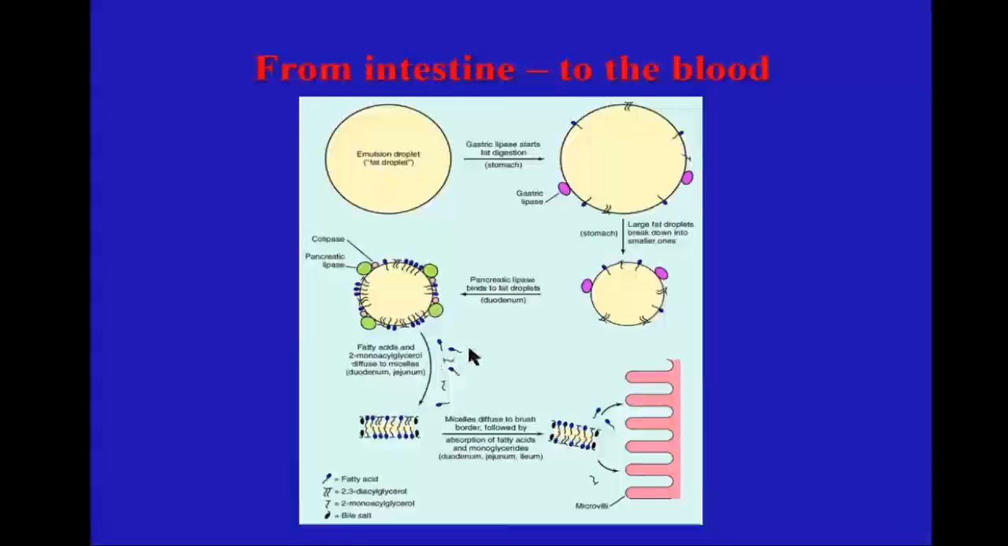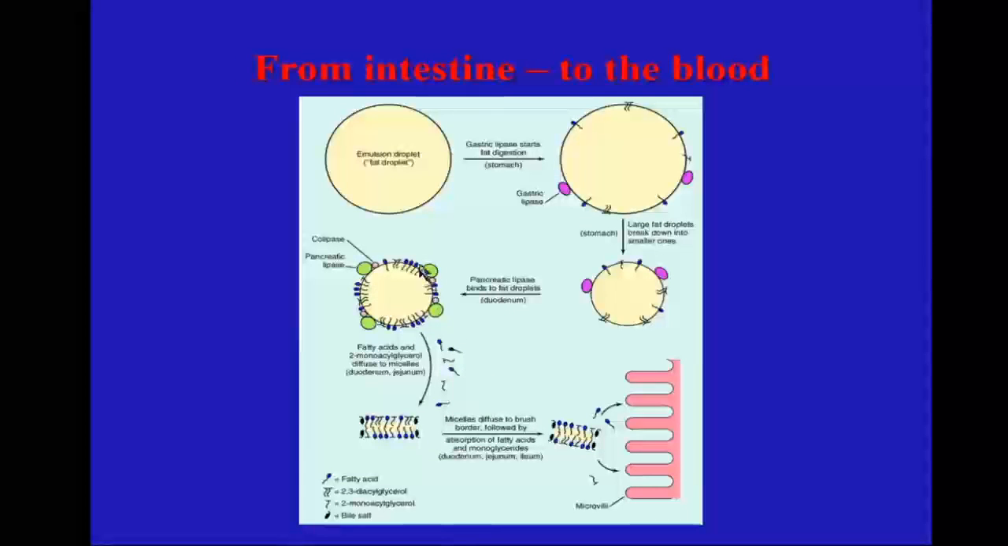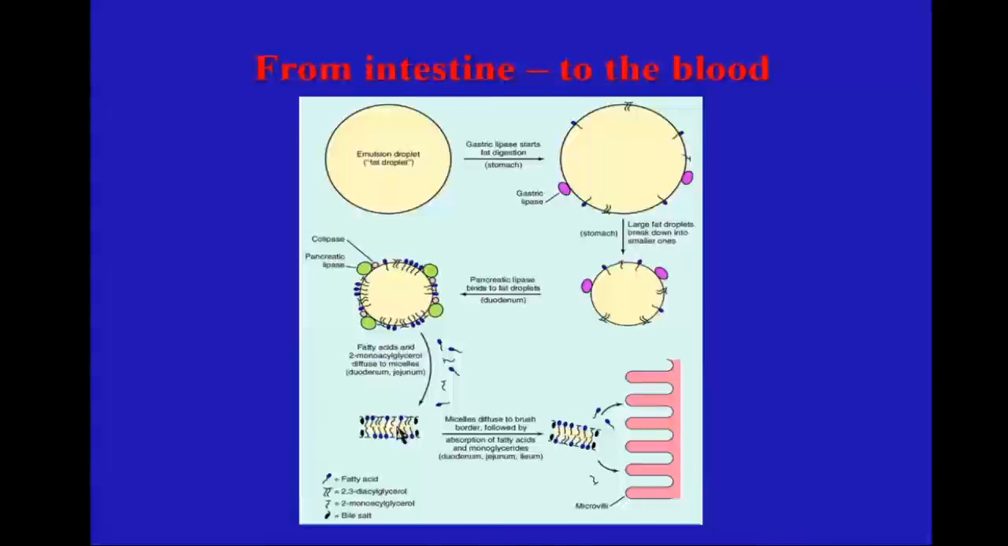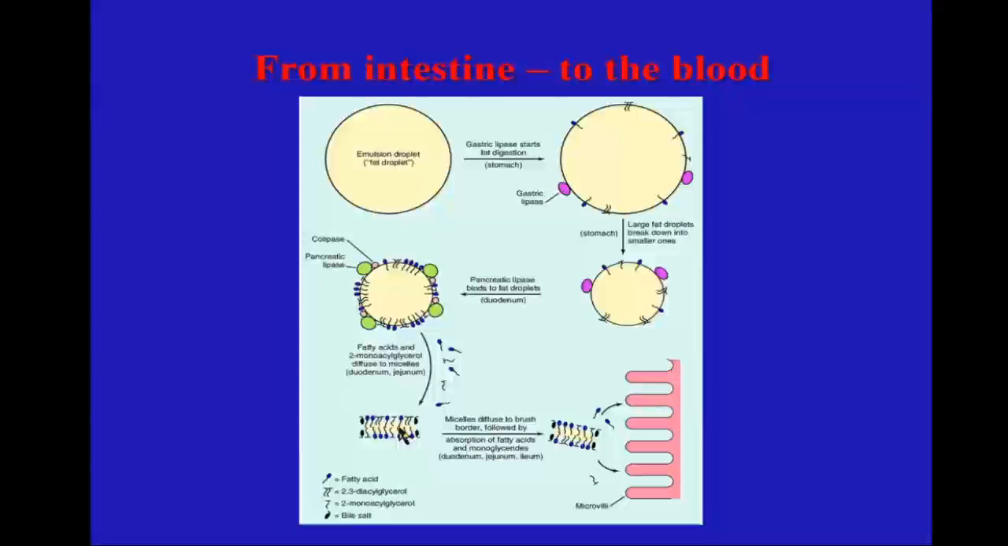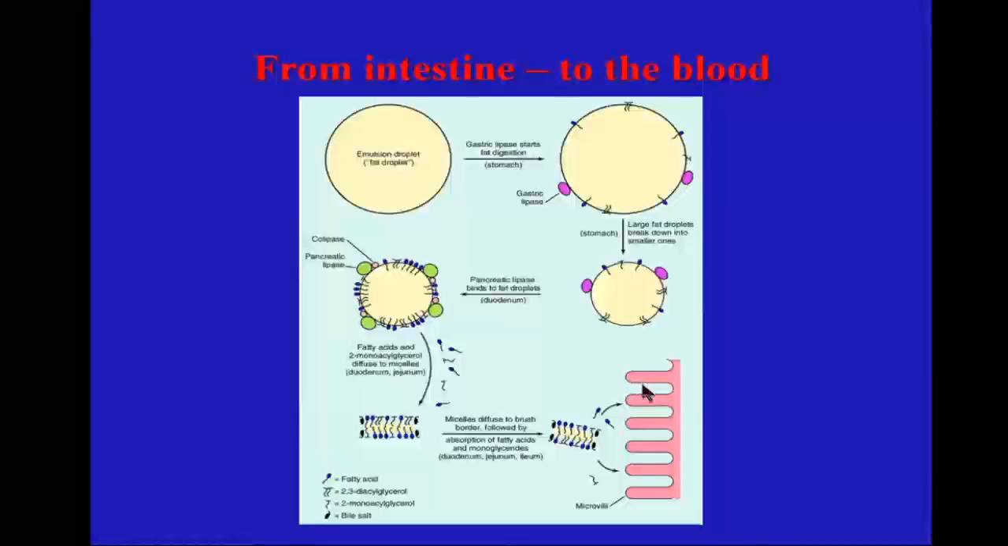of triacylglycerols to free fatty acids and monoacylglycerols. Look, they are shown here. Also, look, diacylglycerols help to stabilize the drops, and finally micelles are formed with the help of free fatty acids, monoacylglycerols and a small quantity of diacylglycerols. And micelles diffuse through the brush border of the enterocytes and then are absorbed inside of them.